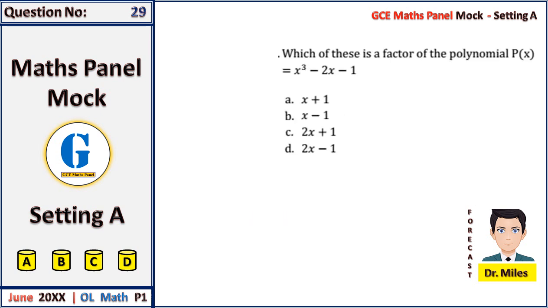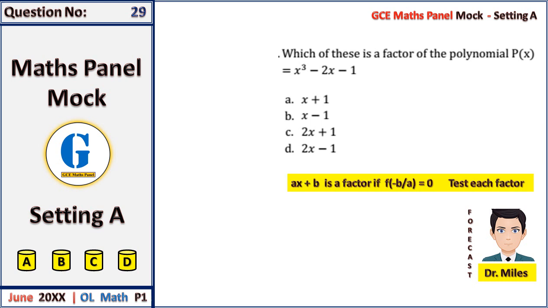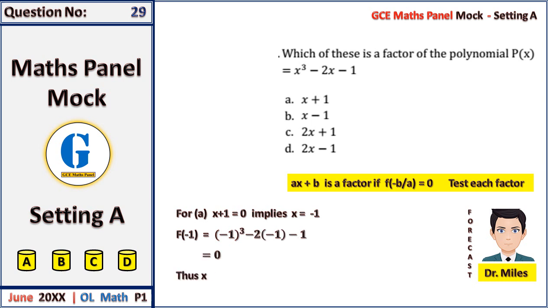Which of these is a factor of the polynomial p of x? Ax plus b is a factor if f of minus b on a equals 0. So we have to test each of them. Let's take the first one. For the first one, you have x plus 1 equals 0, implying that x equals minus 1. And f of minus 1 will give us minus 1 to the power 3 minus 2 into minus 1 minus 1, which is 0. Since the result is 0, we conclude that x plus 1 is a factor.